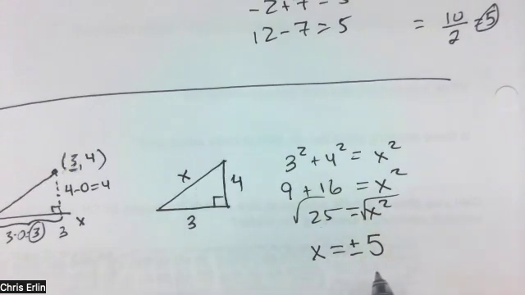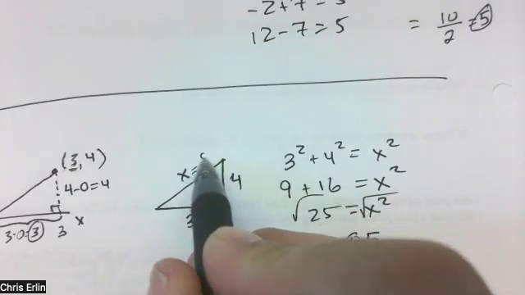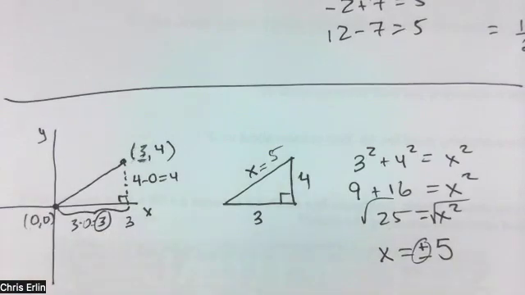Yeah, it's a distance, so it's got to be the positive one. I'm not going to worry about the negative one. So this length is 5 units long. In other words, the distance here is 5 units.